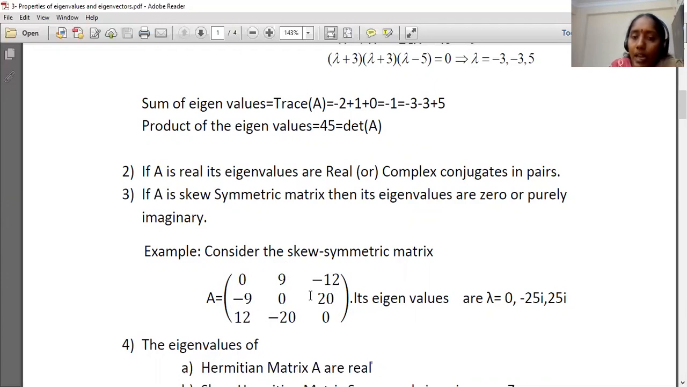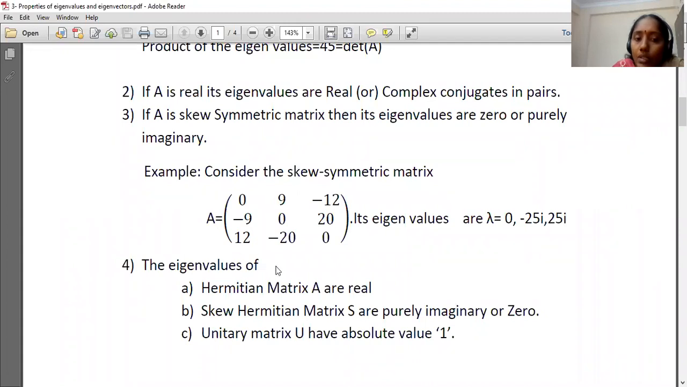Here observe that the eigenvalues of this matrix are 0 and plus or minus 25i. If complex numbers are the eigenvalues, then the complex conjugate is also an eigenvalue. That means plus 25i is an eigenvalue, then minus 25i is also an eigenvalue. Because it is a skew symmetric matrix, the eigenvalues are either 0 or purely imaginary.